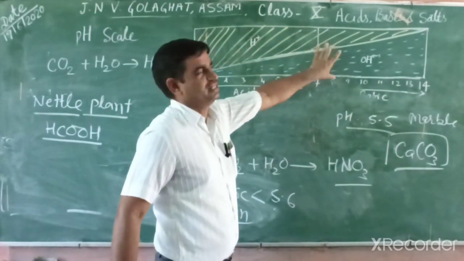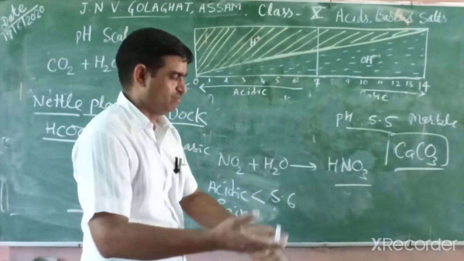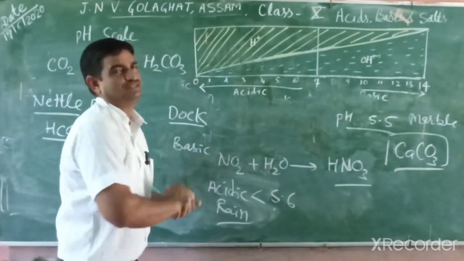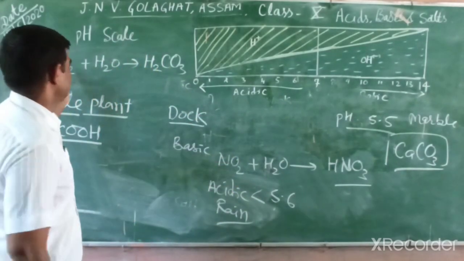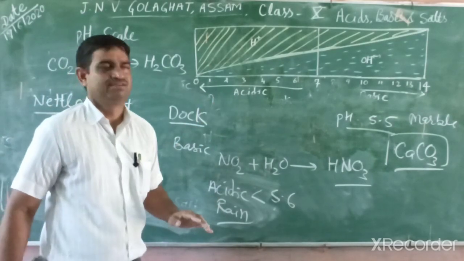So this is a scale, and you can easily remember it like a normal scale, this is the pH scale. Mathematically, we write it as the negative logarithm of the hydrogen ion concentration.